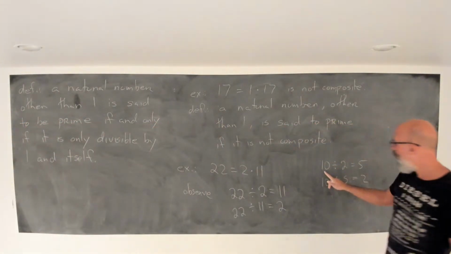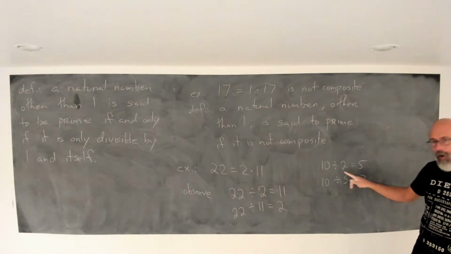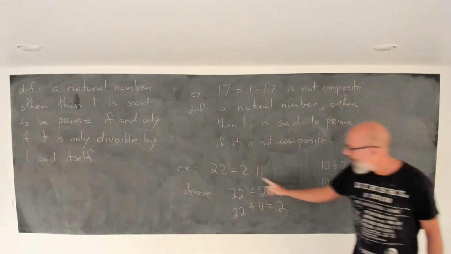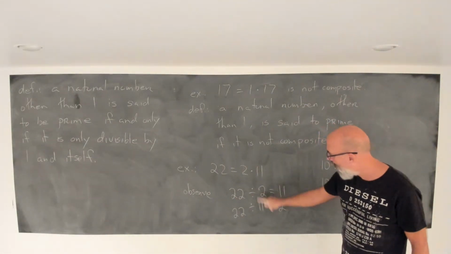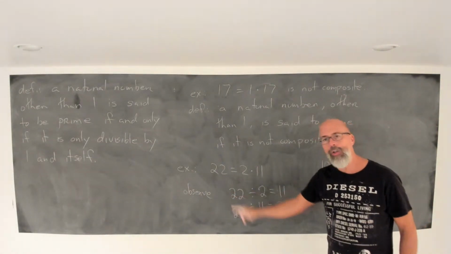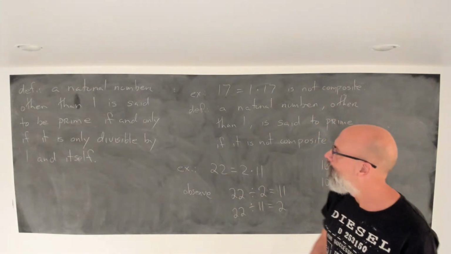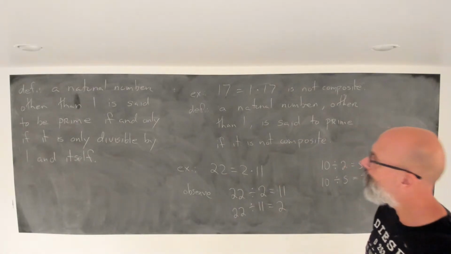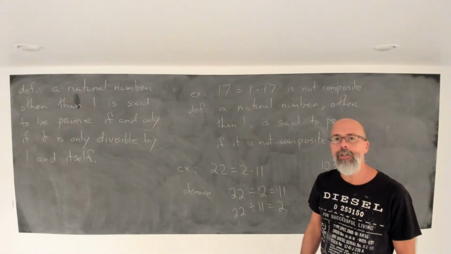Right, so here 10 was divisible by 2 and 5, so 10 is not a prime number. 22 was divisible by 2 and 11, so 22 is not a prime number. 17, however, was only divisible by 1 and 17, so 17 is a prime.